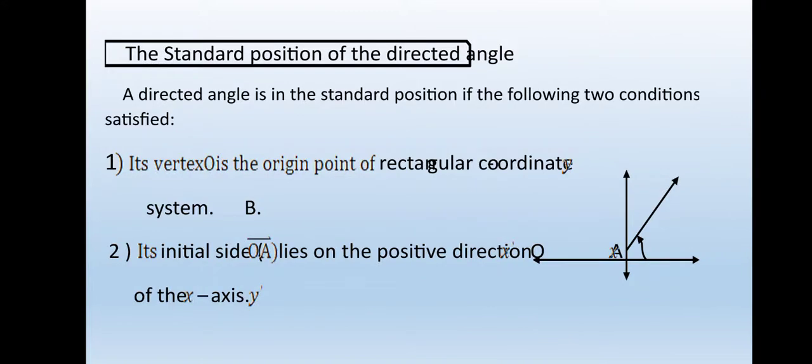What is the meaning of standard position? A directed angle is in standard position if two conditions are satisfied. Number 1, the vertex O is the origin point. On the coordinate plane, the origin must be the vertex of the angle. Number 2, the initial side lies on the positive direction of the x-axis. So the origin is the vertex and the initial side lies on the positive x-axis.